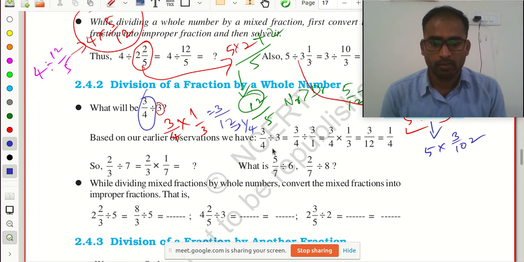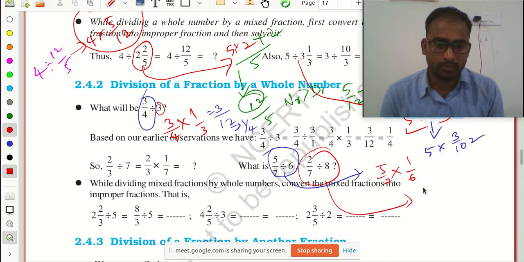Suppose here, what is the value of this one? 5 by 7 divided by 6. 5 by 7 multiplied by 1 by 6. Same for this one: 2 by 7 multiplied by 1 by 8.